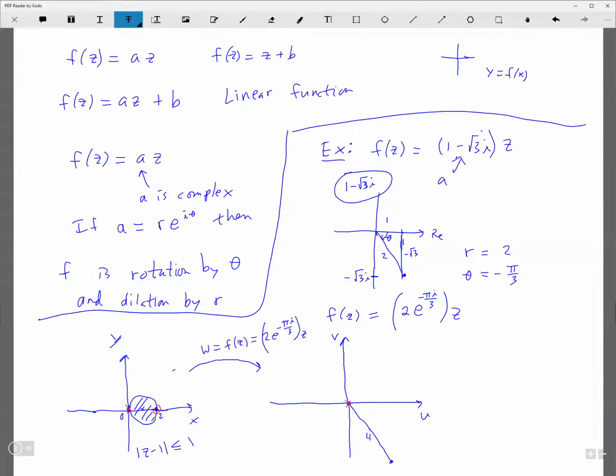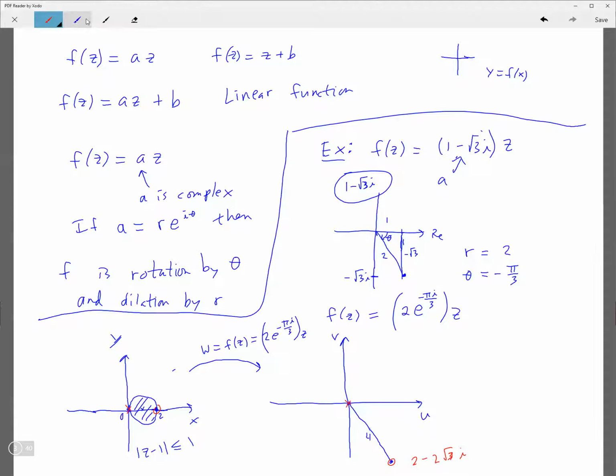Dang, everything froze. Oh, here we go. Okay, so where are we? That point's going to that point. So you could plug the 2 into here, but you're also going to plug it into the original one. So that's just actually going to be 2 minus 2 root 3i. That's probably easier to do.